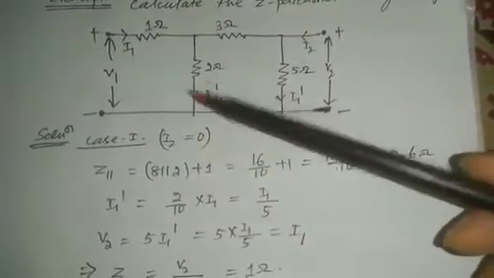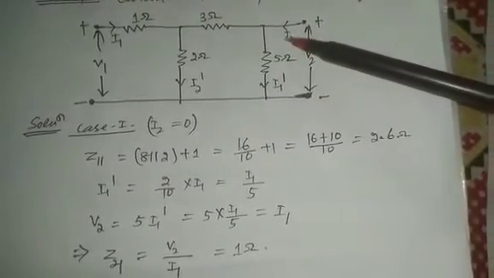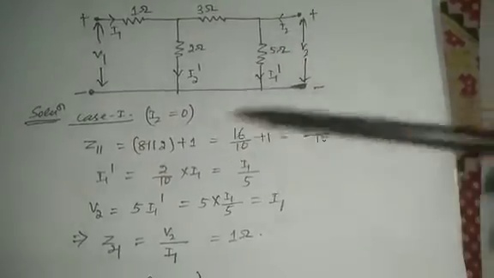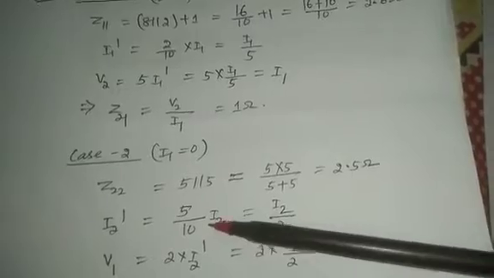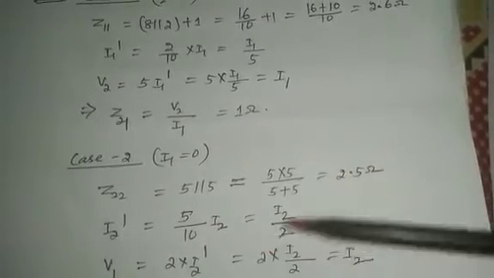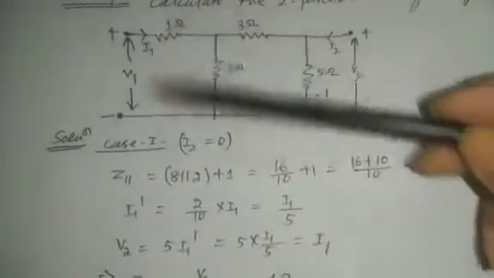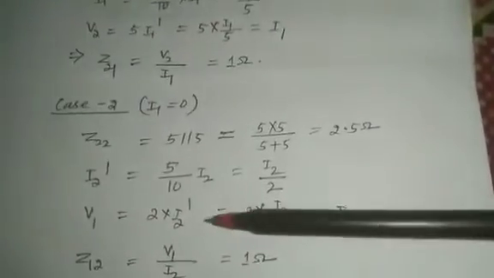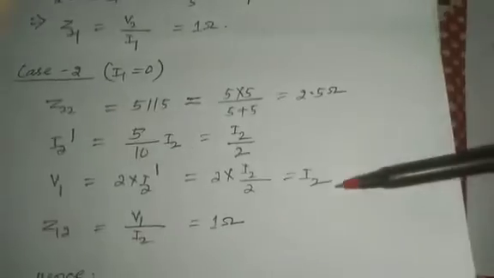Then how do we calculate I2 dash? I2 dash, where I1 is already 0, is equal to the total current I2 into the opposite branch resistance 5, divided by the total resistance 10, so I2 by 2. Then what is V1? In this case V1 is equal to 2 into I2 dash. What is the value of I2 dash? I2 by 2. The 2 cancels out, you get I2.